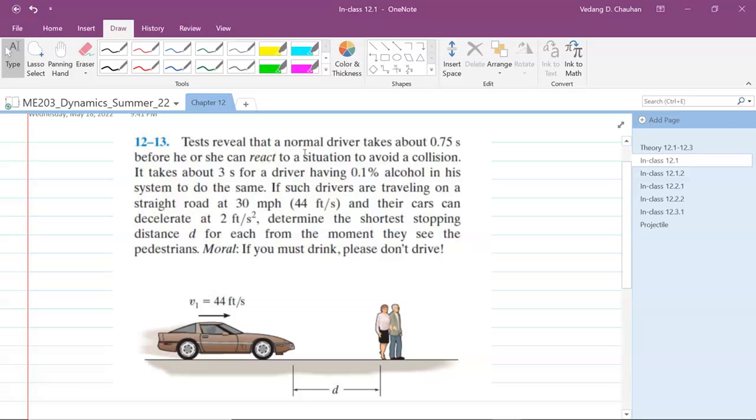Tests reveal that a normal driver takes about 0.75 seconds before he or she can react to a situation to avoid a collision. It takes about 3 seconds for a driver having 0.1% alcohol in his system to do the same. If such drivers are traveling on a straight road at 30 miles per hour, which is 44 feet per second, and their cars can decelerate at 2 feet per second squared, determine the shortest stopping distance d for each from the moment they see the pedestrian.